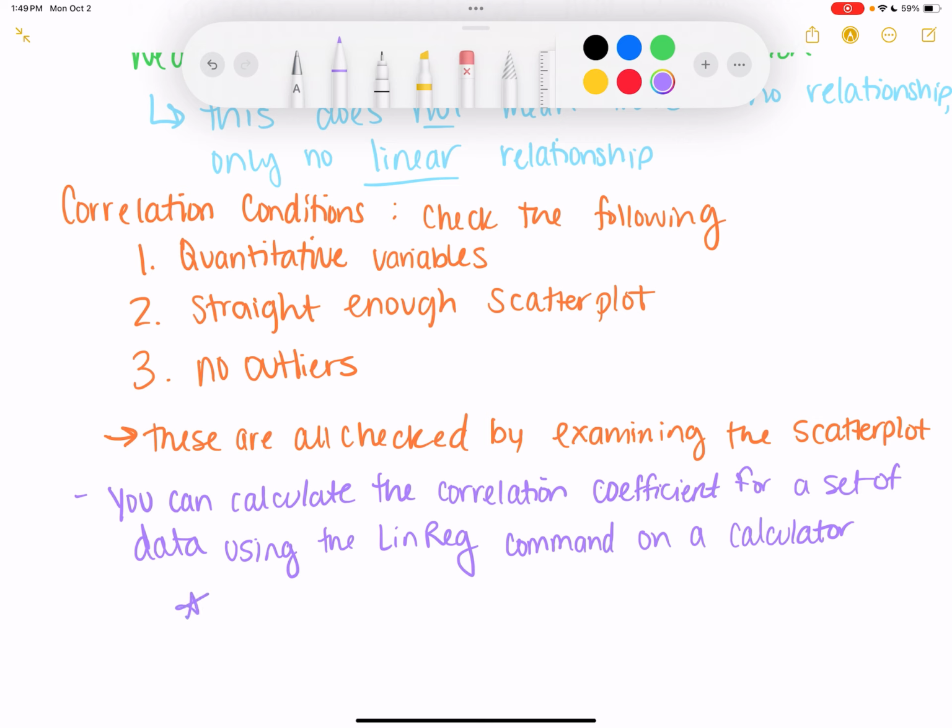So I'm just going to make the little note here. Stat diagnostic needs to be on. Which it should always be on and forever now that you've turned it on, but you never know. Things happen. Other people use your calculator. Who knows?